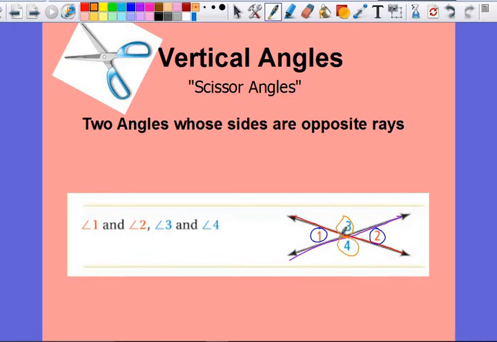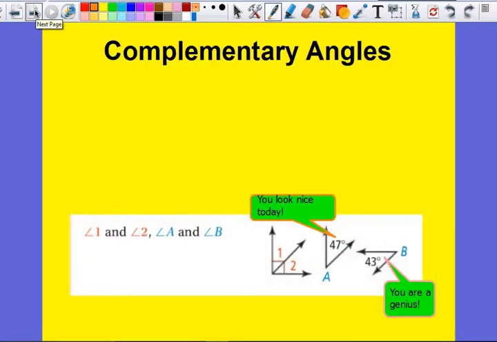Now, this is going to come up later, but to go ahead and use a little common sense, you could look at angles 1 and 2 and tell me that they actually look equal. Same thing with 3 and 4. One thing that we are going to learn eventually is that the angles for vertical angles will always be congruent, all right?